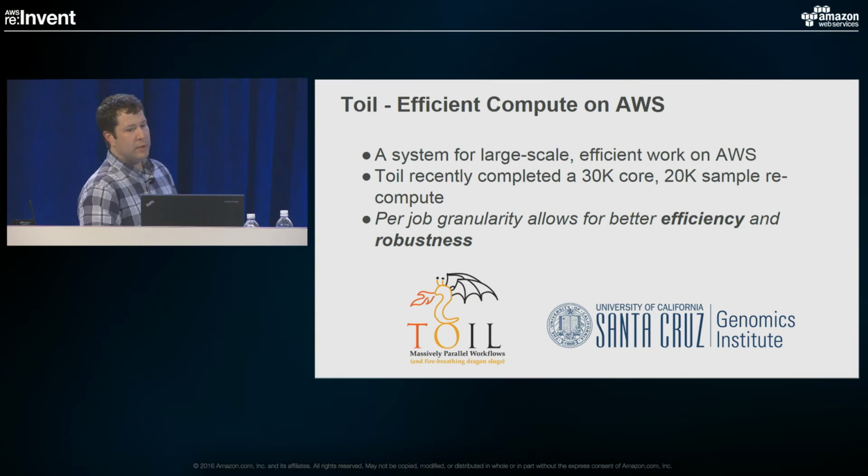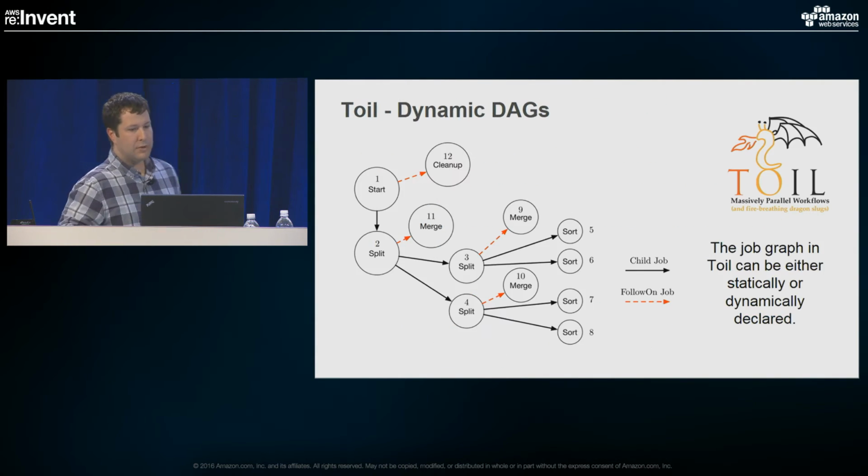So the Toil system is really built with that. It's built with large-scale, efficient work on Amazon as the key driving feature. A recent recompute saw us managing a 30K core cluster and processing about 20,000 RNA-seq samples. So we're showing that we can actually do this sort of fine-grained job granularity, fine-grained execution efficiently, robustly, and at scale.